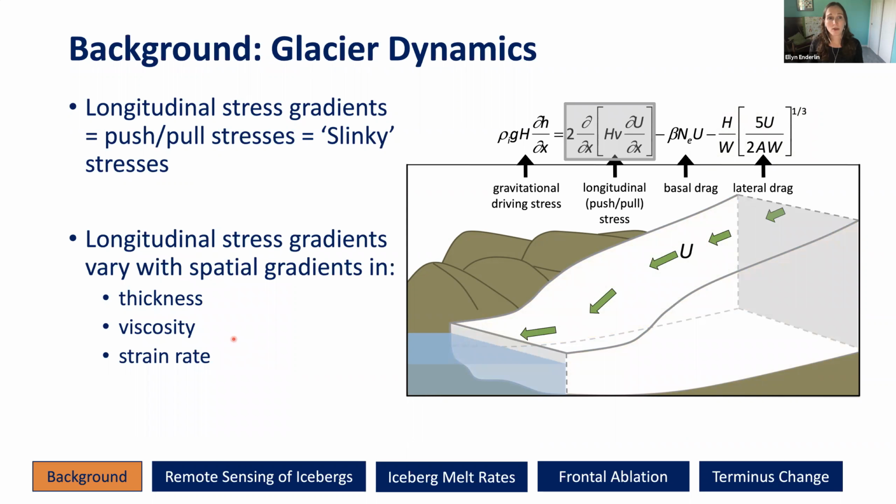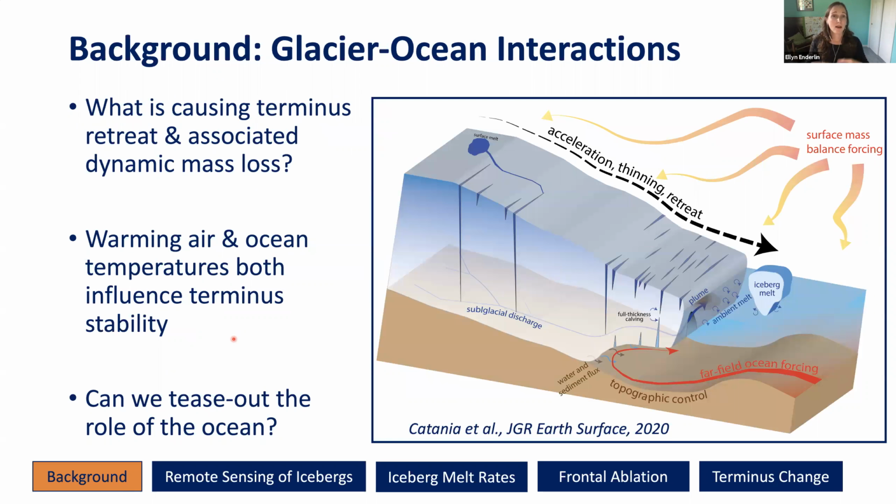We also have the longitudinal stress gradients. I think of these as the push-pull stresses, or I describe them as the slinky stresses, because if you pull on one coil of a slinky, it's not just that one coil that moves, there are other ones that move as well. And so it's that transfer of stresses across the glacier. That means that if we have something happen at one spot on the glacier, its effects are not isolated to that location, they get transferred. And this is a function of gradients in thickness, viscosity, and strain rate. So again, in that equation, you have to evolve your thickness as you evolve your speed.